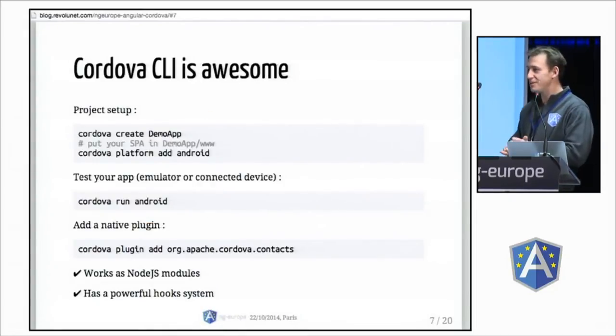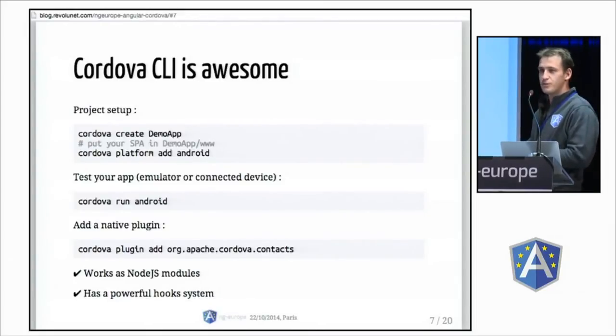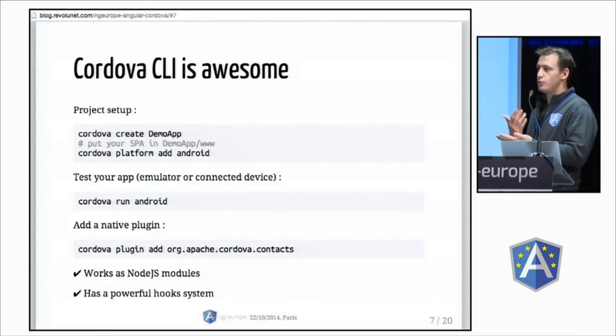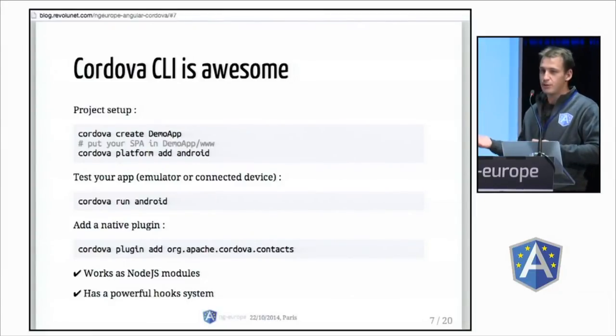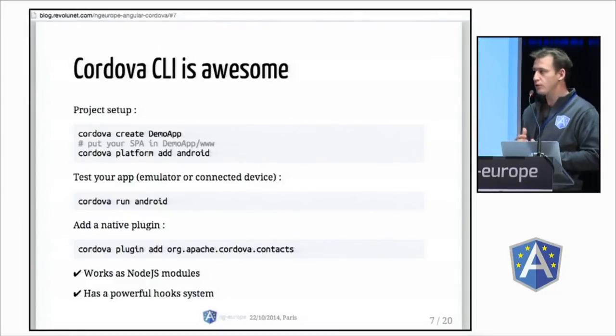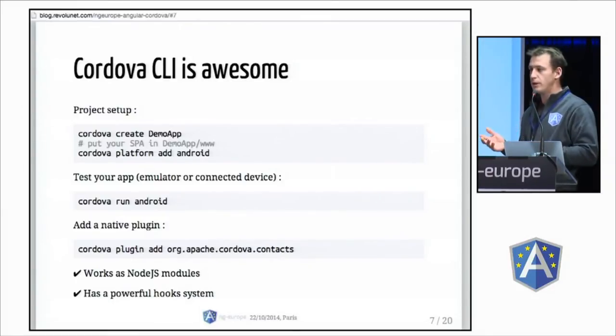First, I want to say that the Cordova CLI is awesome. It's really easy to start a mobile project. You just create an application, you put your code in the www folder, then you just run it, and boom, you have a mobile application instantly. And it supports iOS, Android, and most of the devices out there. And Cordova is also available as a Node.js module, so it's really easy to script it and to automate all the things.